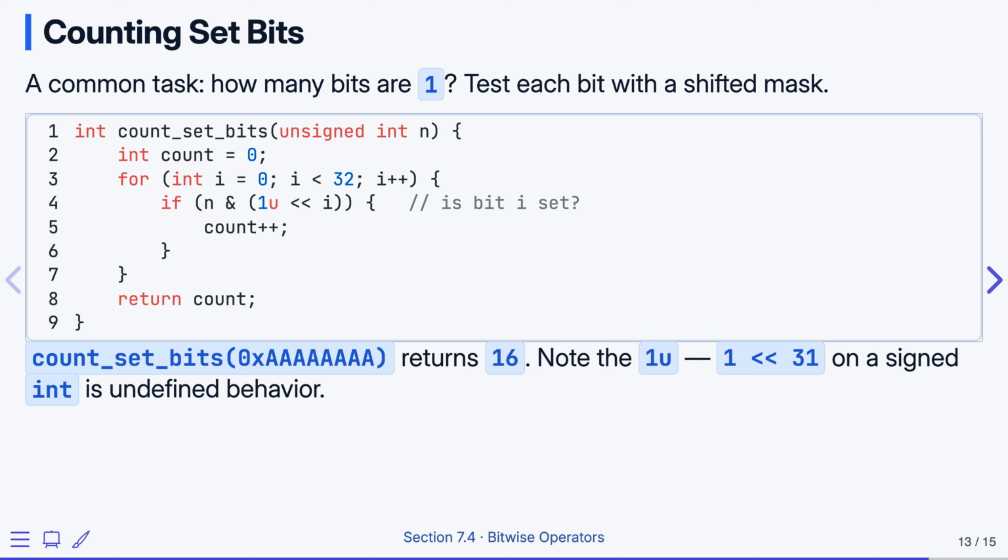Notice the letter U after the 1. That makes the literal unsigned. Shifting 1 into bit 31 on a signed int is undefined behavior, and the U avoids it.